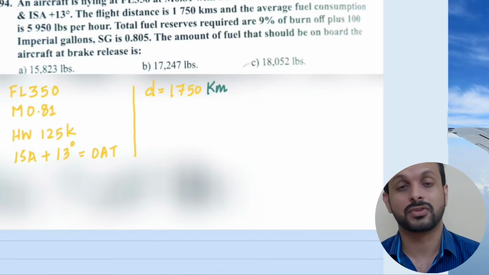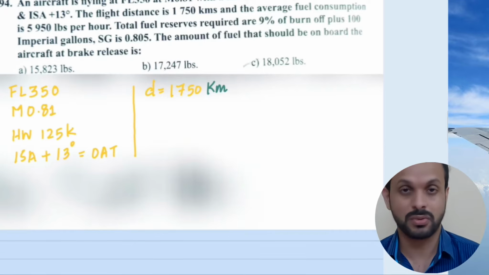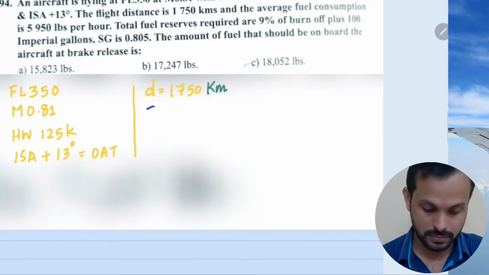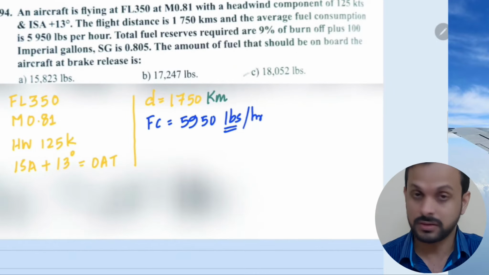The average fuel consumption is 5950 pounds per hour. This is the point where the question takes a different and interesting turn. We have fuel coming into the picture. Unlike in the previous flight planning questions, we have fuel in this particular question. It doesn't make the question a lot different than you think, but it's definitely a bit off route from what we have done so far, right? So the fuel consumption is 5,950 pounds per hour. Again, a unit definitely worth noting.